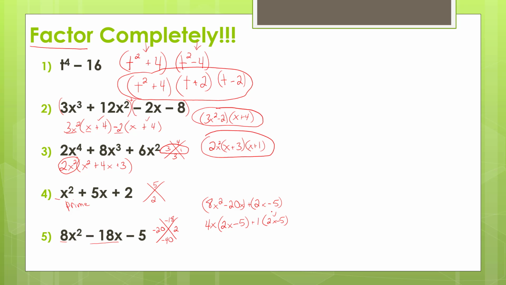We can see that our parentheses values are the same. So we put together the numbers outside the parentheses, 4x plus 1. We keep one of the values inside the parentheses because that was also a common factor. And we have found our factors to be 4x plus 1 and 2x minus 5.